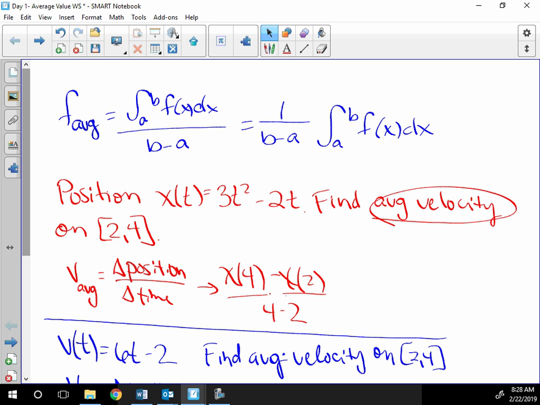The main thing you want to memorize is that the average value is the integration of our function divided by our interval, or 1 over the interval times that integration. So it actually is a pretty simple concept. There's nothing too sneaky with it. It's really just using this formula.